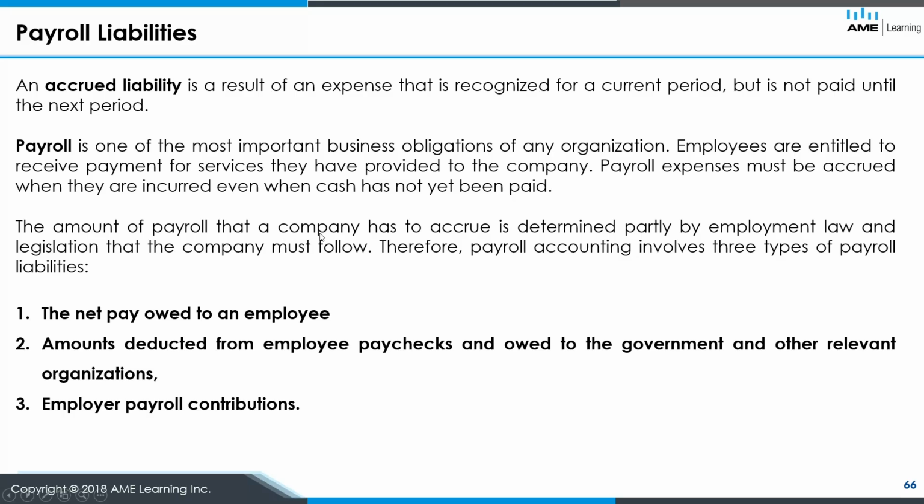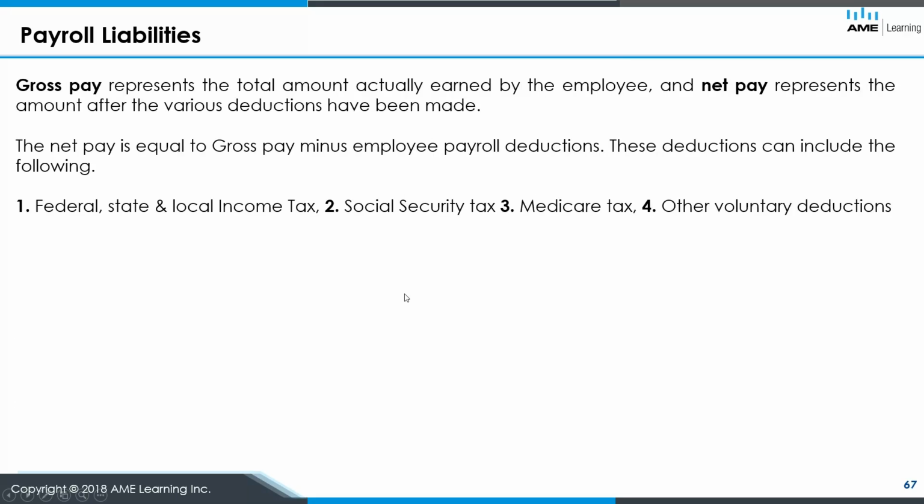And the things that we have to consider when we are determining what our payroll liabilities are going to be: we have to consider the employment law and legislation. We have to consider taxes, which would be amounts deducted and owed to the government and other relevant organizations, and employer payroll contributions. So that can be things that we pay, whether that's taxes or if we're doing a retirement plan match, a 401k plan match, etc. Those are all important concepts to have in mind.